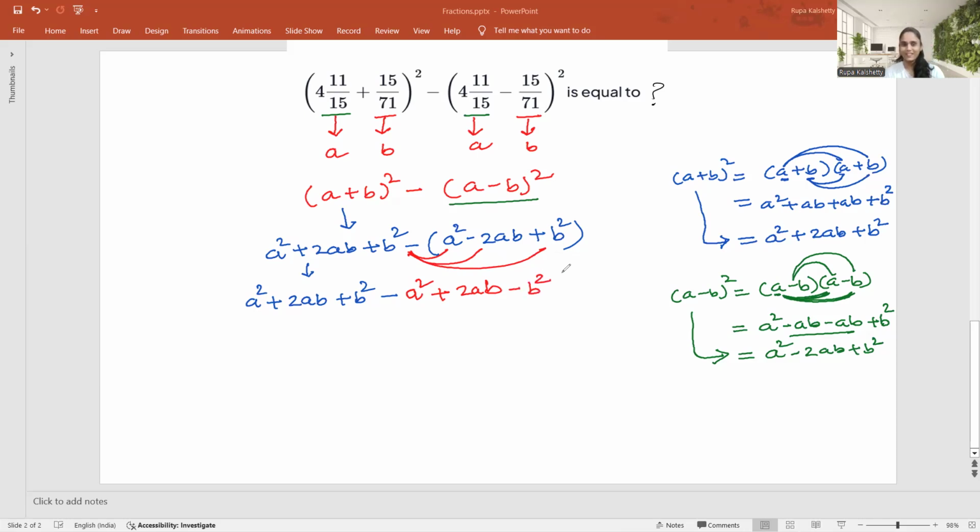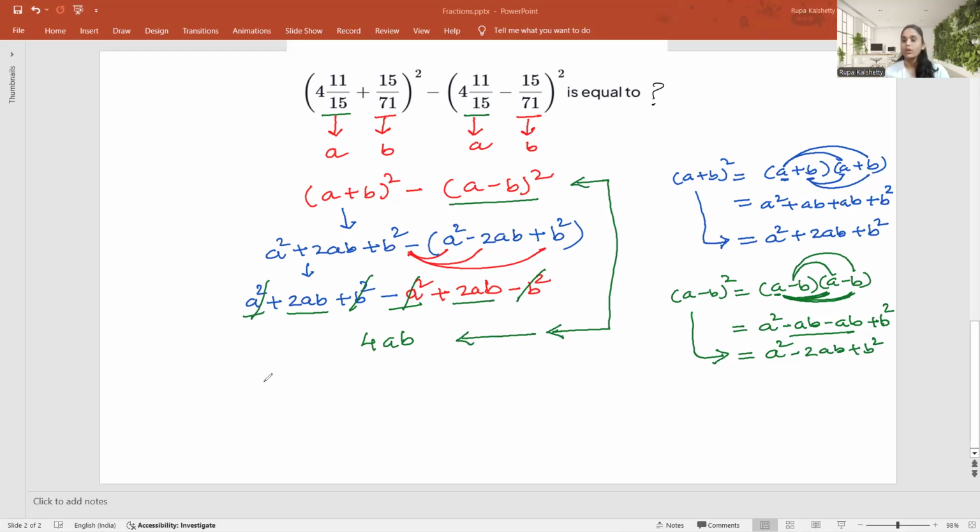Do you get this? Yes. Now, what do we do further? Now you see that this A squared is positive and this is negative, so they get cancelled. Similarly, this B squared and minus B squared get cancelled. And what you're left with is 2AB plus 2AB, which gives us 4AB. Right? So what we did here, we simplified this bracket to only 4AB by using the identities, right?